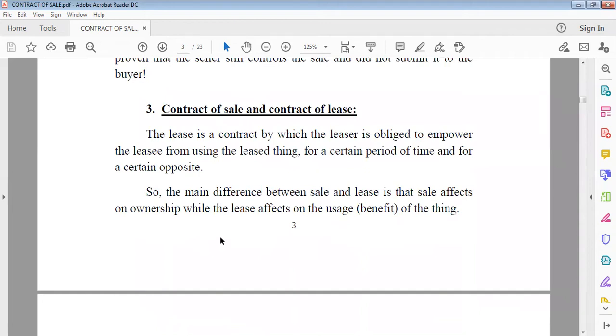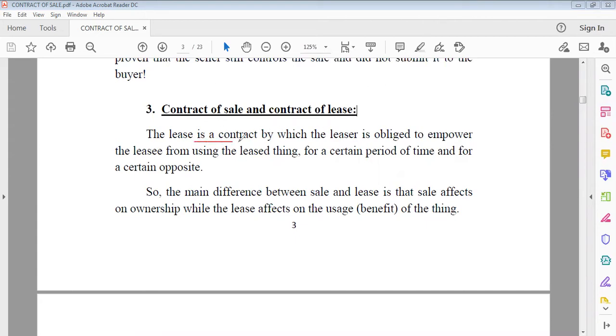Now we will move to another contract, and we will differentiate between the contract of sale and the contract of lease. Well, what is the lease? The lease actually is a contract, so it's not a unilateral act. It is a contract like the sale. So this is one of the similarities between them. It's a general similarity between the lease and the contract of sale that both are contracts.